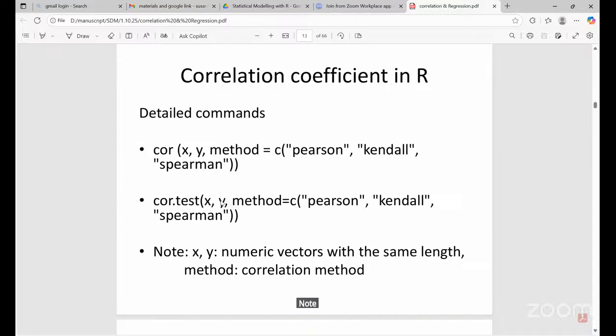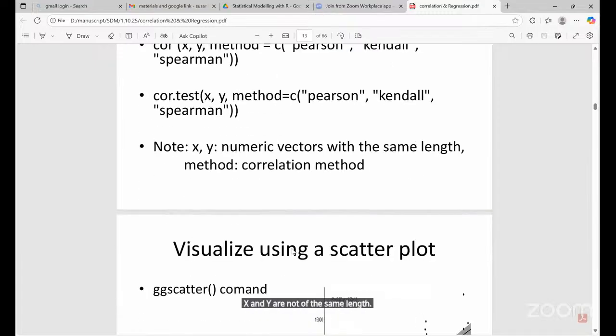Note that X and Y are numerical vectors with the same length when you're doing the correlation. If they are not the same length, you'll find that the program is going to complain that X and Y are not of the same length. So you have to check and find out.